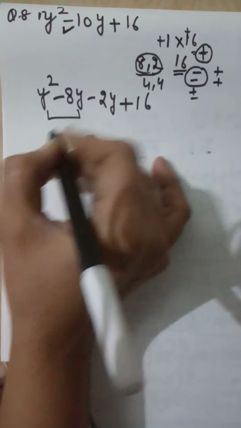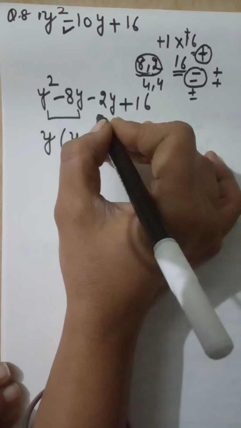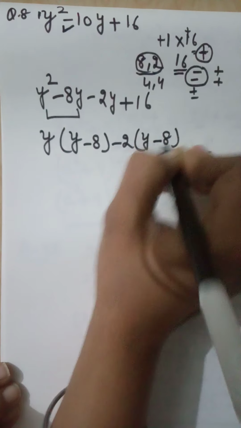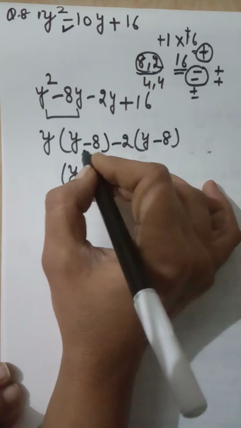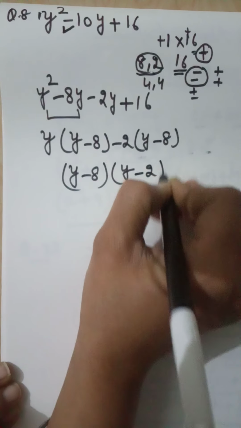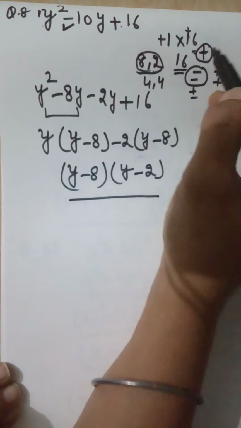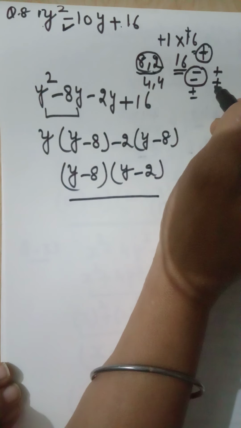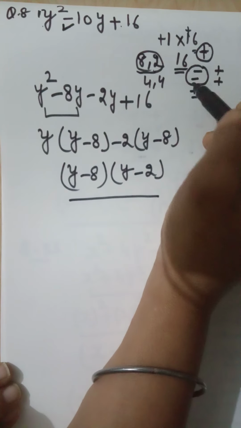Now from here y is common, you are left with y minus 8. From here minus 2 is common, what is left? y, 2 8s are 16. Now y minus 8 is common, what is left? y minus 2. Again you see, if you multiply the first and last term, the product is positive, then both the signs are same. Clear? So you will take the same signs. Clear? So because the middle term is negative, we will take both the signs negative.